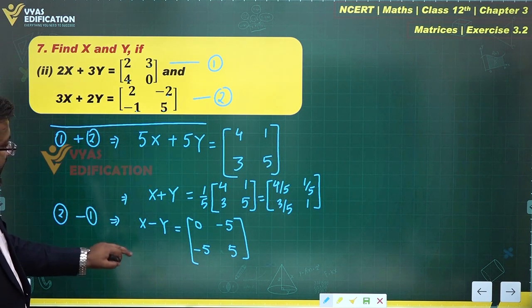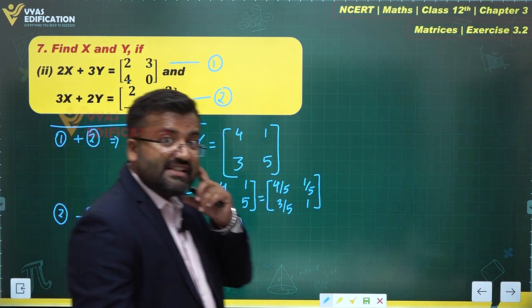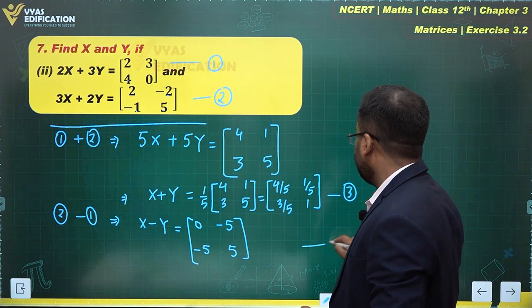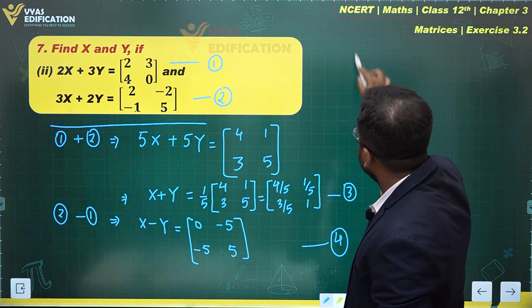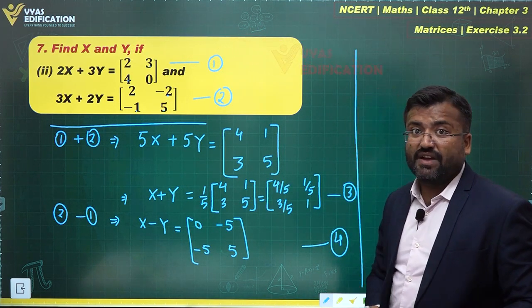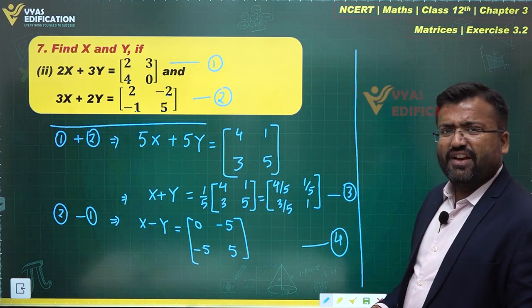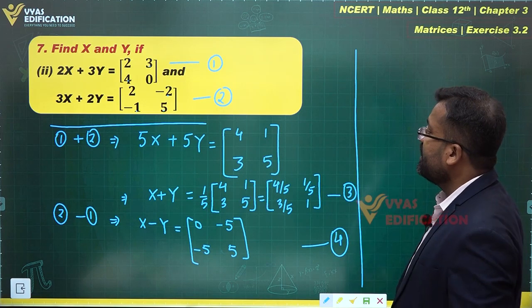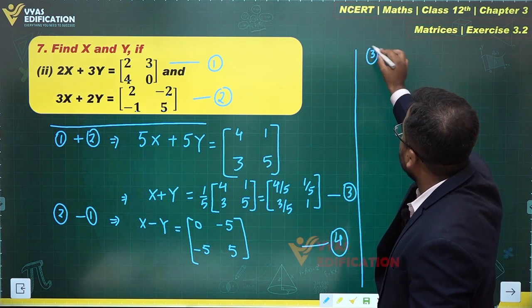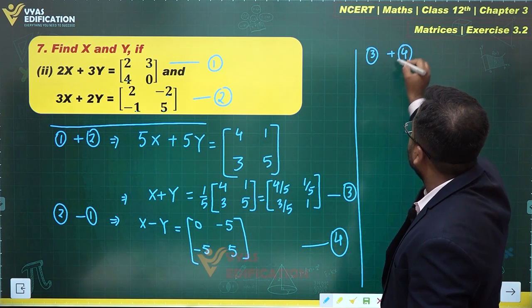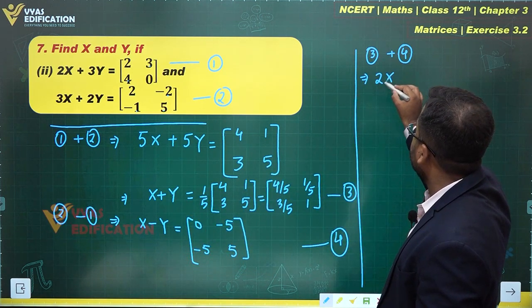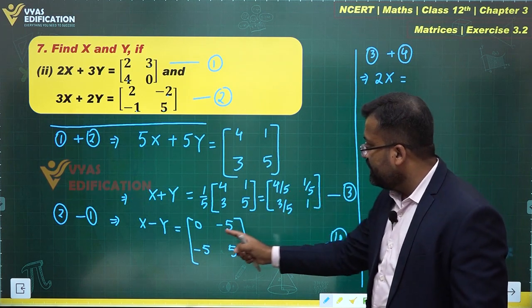We know x plus y and we know x minus y. Let us say this is equation number 3 and this is equation number 4. Since we know x plus y and x minus y, we can easily find the value of x and the value of y by adding and subtracting these now. Let's add equation 3 and equation 4. What does that give me? X plus y plus x minus y, which will be equal to 2x. That is simply equal to the sum of these two.